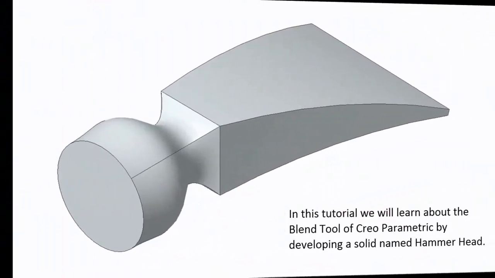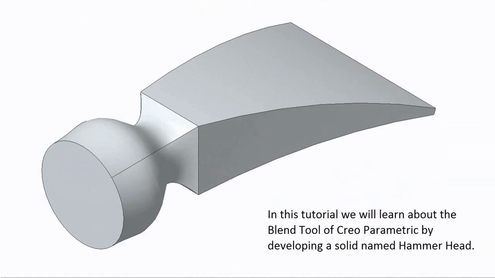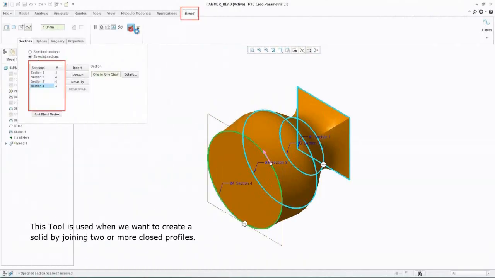In this tutorial, we will learn about the blend tool of Creo Parametric by developing a solid named hammerhead. This tool is used when we want to create a solid by joining two or more closed profiles.